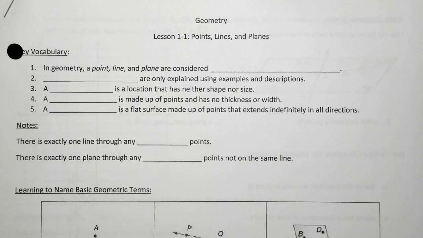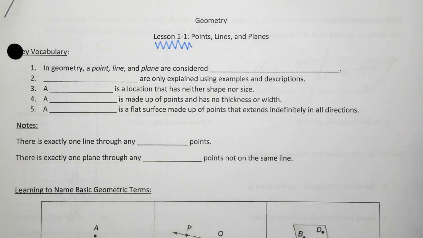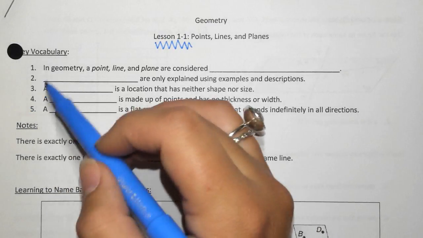Alright, so this is lesson 1.1, points, lines, and planes. Good thing is, don't we already know what points, lines, and planes are? We've already talked about that. So, here's some key vocabulary.